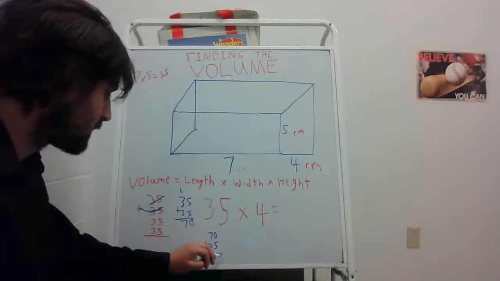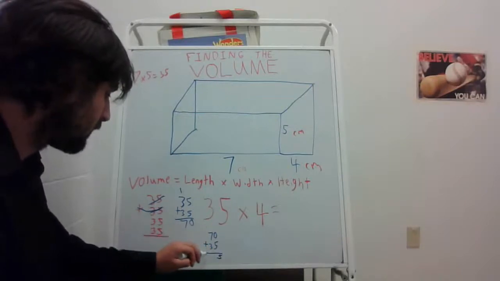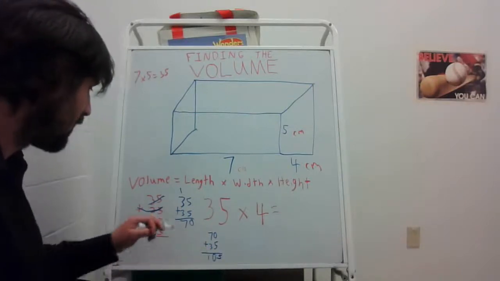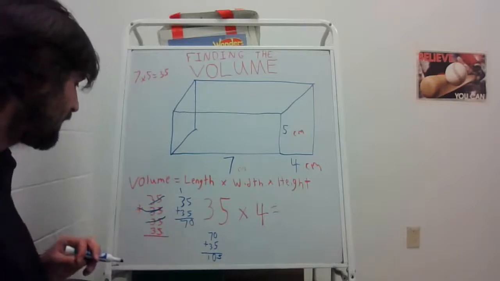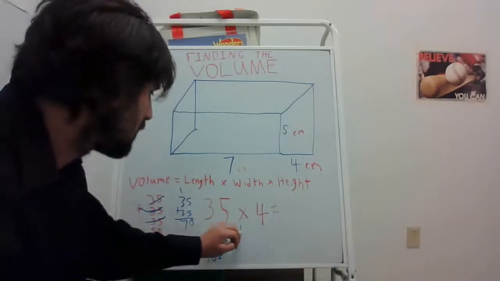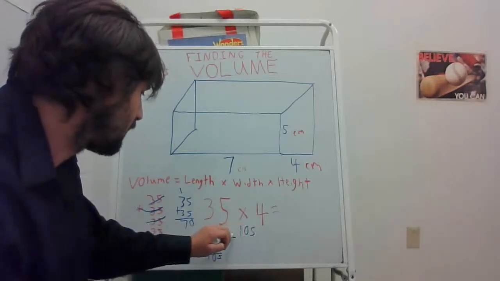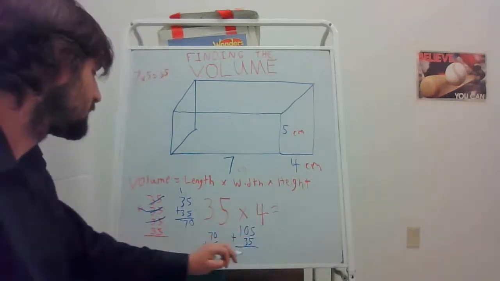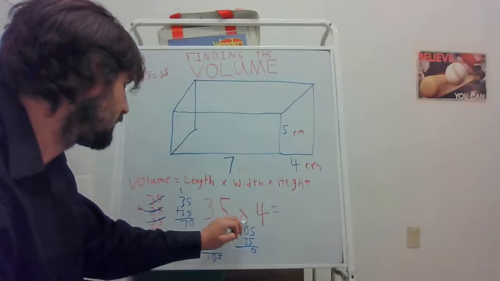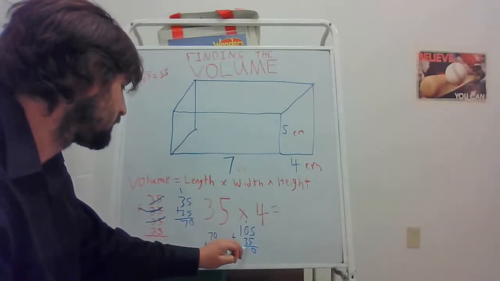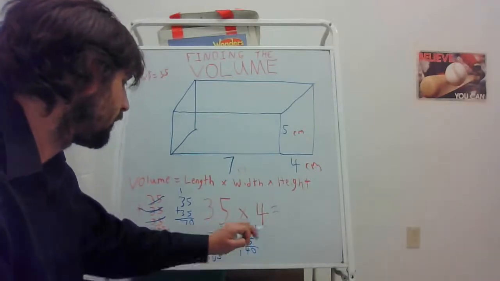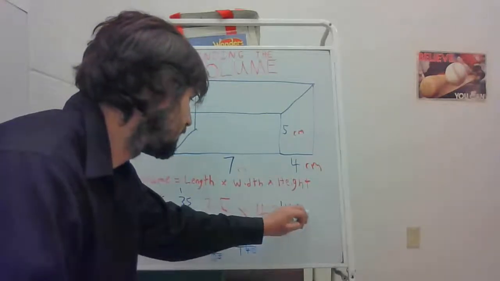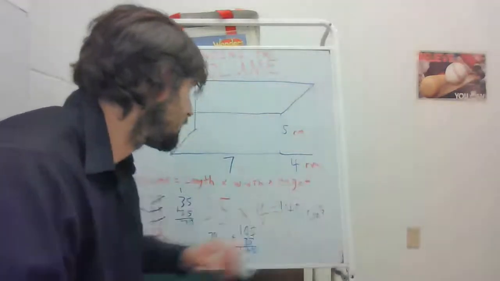So 0 plus 5 is 5. 7 plus 3 is 10. So we have 105. We just added 35 3 times. 105 plus 35 now. 5 plus 5 is 10. 0, carry the 1. 1 plus 0 plus 3 is 4. 140. So 140 centimeters cubed is our answer.